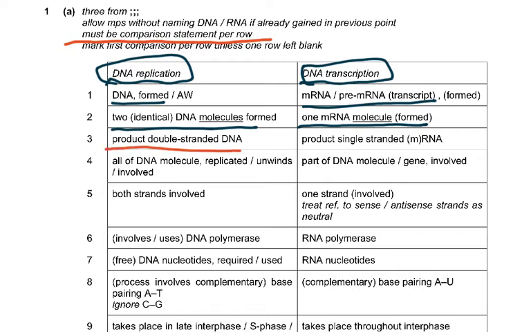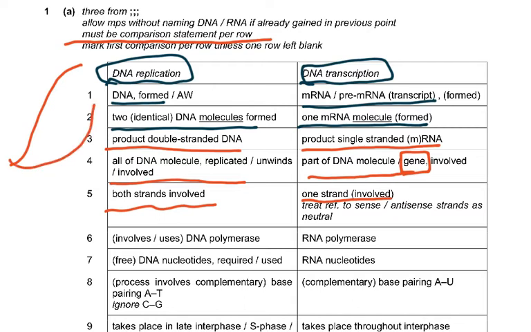Then the product is a double-stranded DNA, the product is a single-stranded mRNA. All of the DNA molecule is replicated, but only part of a DNA molecule, the gene for a certain protein, is converted into an mRNA. Both strands are involved in replication; only one strand is involved in transcription, because when the DNA unzips, only one template strand is copied, and then it zips up again and the mRNA leaves. Then uses DNA polymerase, uses RNA polymerase. DNA nucleotides are required when DNA is being made; here RNA nucleotides are required.